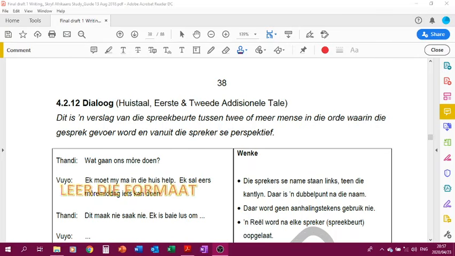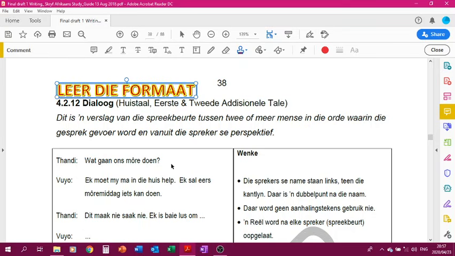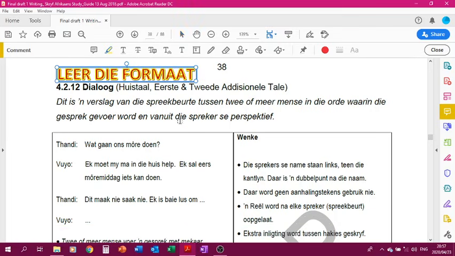Reg julle, dialoog is dan volgende. Ek gaan hierdie formaat leer. Ons het hierdie al in die klas bespreek, so dit behoort nie iets nuuts te wees nie. So dis 'n verslag van die spreekbeurte tussen 2 of meer mense in die orde waarin die gesprek gevoer word en vanuit die spreker se perspektief.